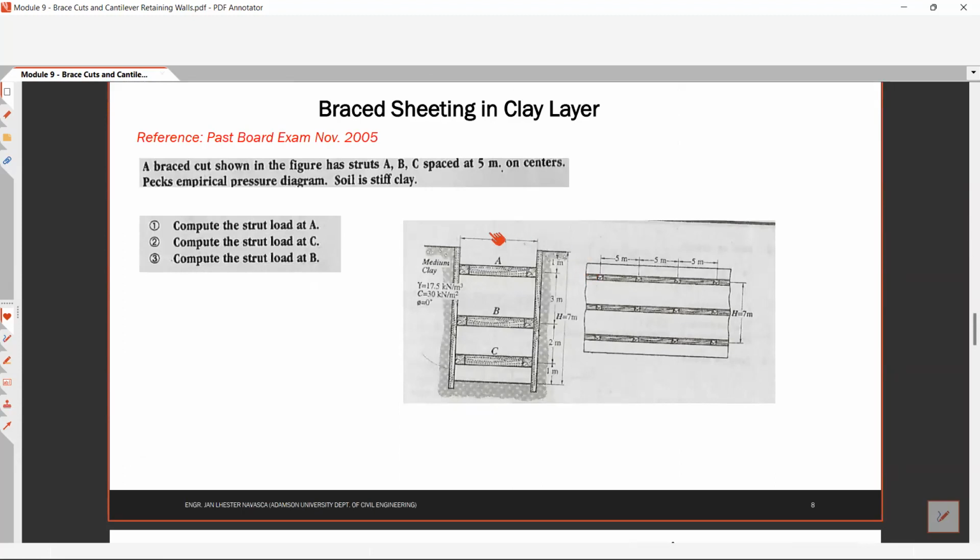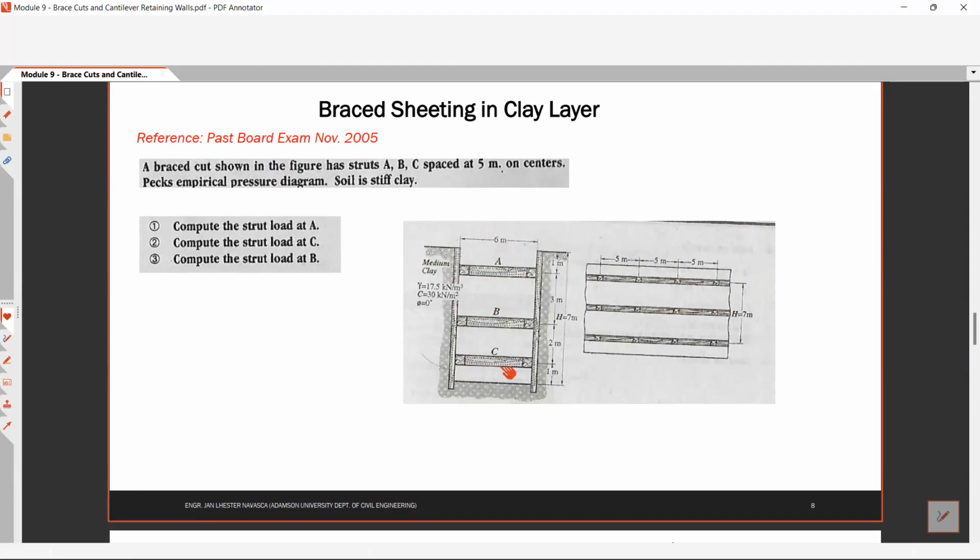So a braced cut shown in the figure has strut A, B, and C with 5 meter spacing on center. Okay, ibig sabihin 5 meter yung spacing niya away from your monitor. So this one, 5 meters yung strut spacing niya. So the question is, using Peck's empirical pressure diagram, and the assumption is soil is stiff clay, or we will check if that is a stiff clay. Okay, so the same to previous example, we will compute the strut load at A, the strut load at C, and the strut load at B.